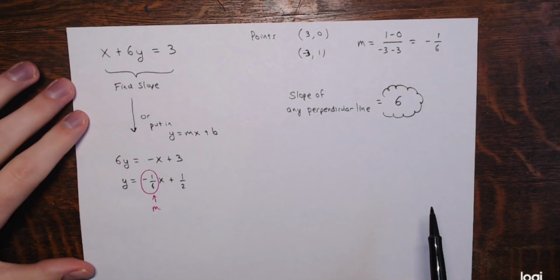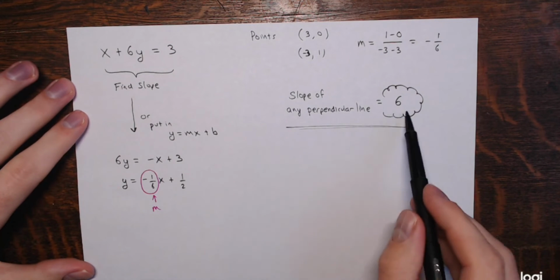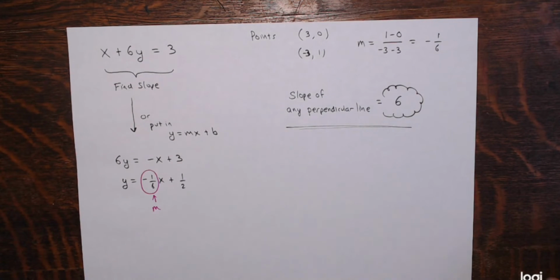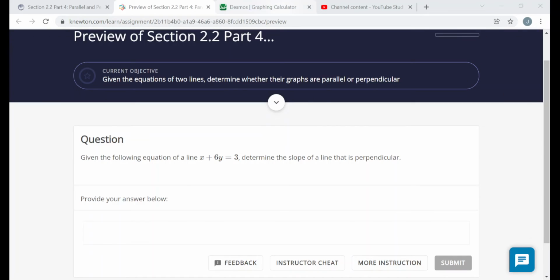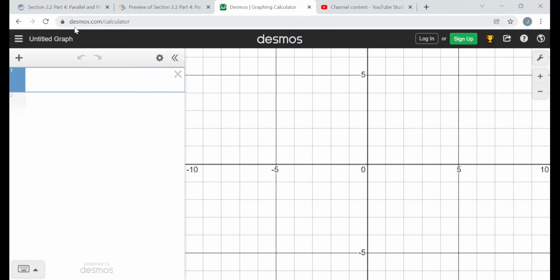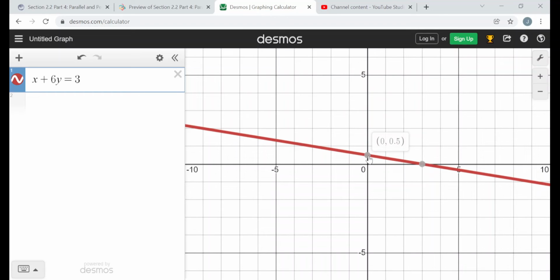But yeah, so if any line has a slope of 6, it would be perpendicular to this line. All right, let me show you. I'm going to show you a little picture of this. On that, there's a free online graphing calculator website, desmos.com. So I'm going to put in the equation they gave us, right? It was x plus 6y equals 3. Right, there's that line. It's got 0, 1/2, right?